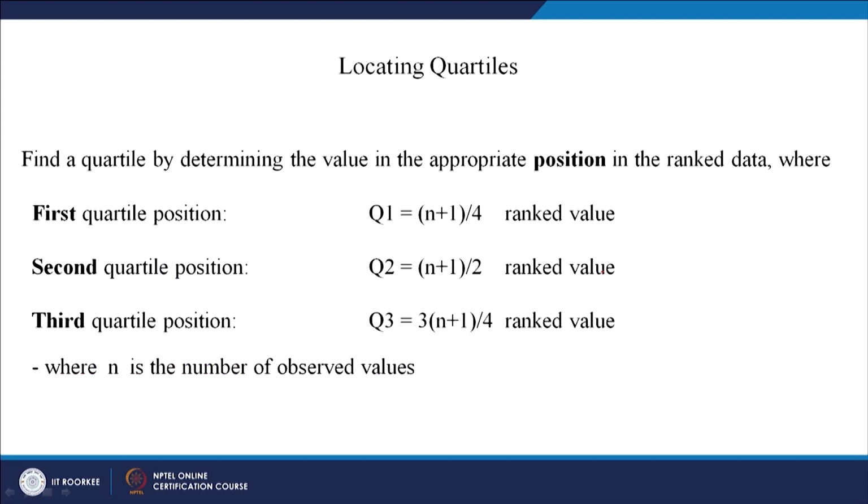So, we need to find out the location of these quartiles. The first quartile is (n plus 1) by 4. N is the number of data points in your data set. Let us look at the second quartile, it is just 50%, so just (n plus 1) by 2. When you divide by 4, it means 25%, when divided by 2, 50%, when it is 3 by 4, it means 75%. So, this is how you can calculate positions.